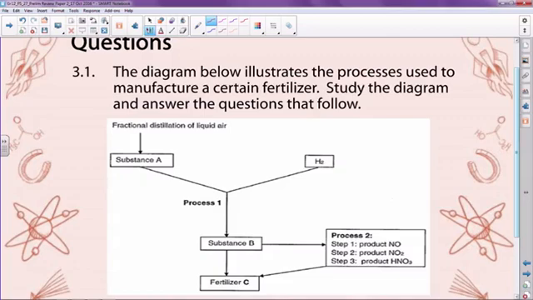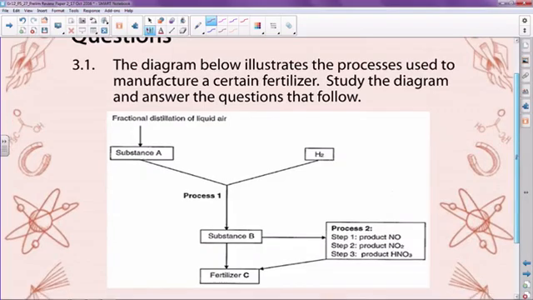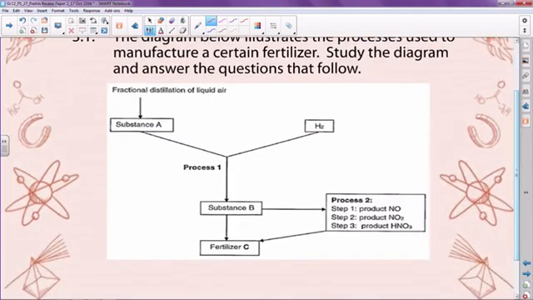So here's our diagram. It says it illustrates the manufacture of a certain fertilizer. I've seen this diagram before, so hopefully you have. It tells you we have the fractional distillation of liquid air, we get substance A, we have hydrogen, we have a process called A, we have substance B, process 2 produces something, and then we get fertilizer C.